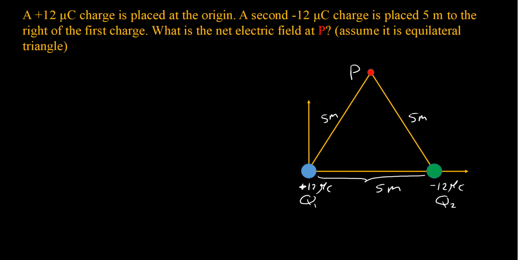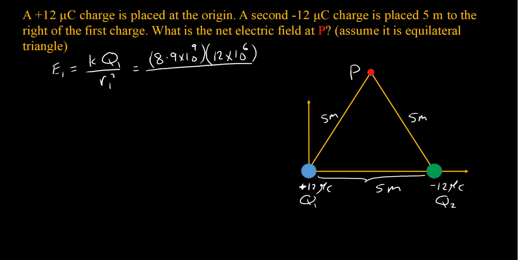Now, to calculate the electric field generated by the first charge, it's k Q1 over the distance squared. That will be 8.9 times 10 to the power 9 multiplied by 12 microcoulomb and divided by the distance squared. That should give us 4.27 times 10 to the power 3 newtons per coulomb.